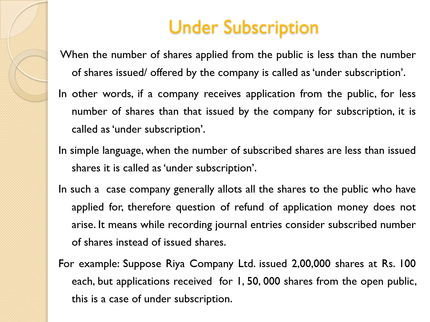For example, suppose Ria Company Limited issued 2 lakh shares at rupees 10 each, but applications were received for 1 lakh 50,000 shares from the open public. This is a case of undersubscription. It means here we are ready to issue 2 lakh shares, but the demand is less. Therefore, the demand actually received by the company is considered for recording all entries related to the issue of shares.